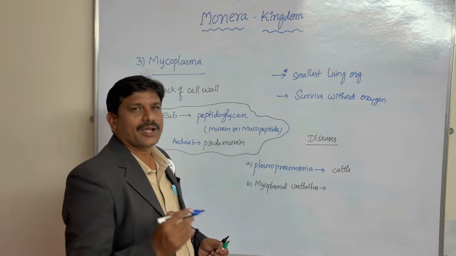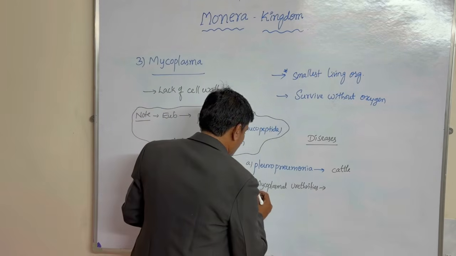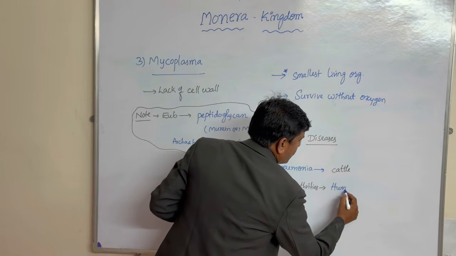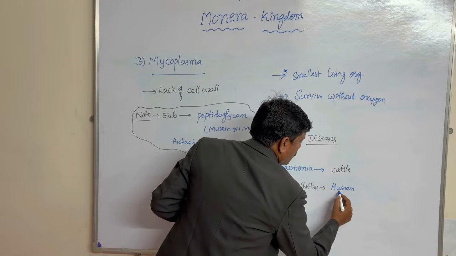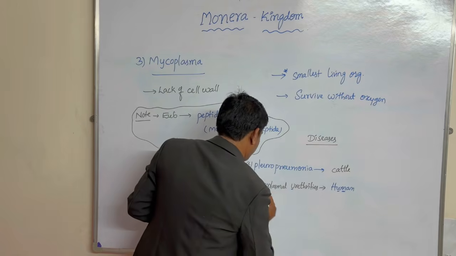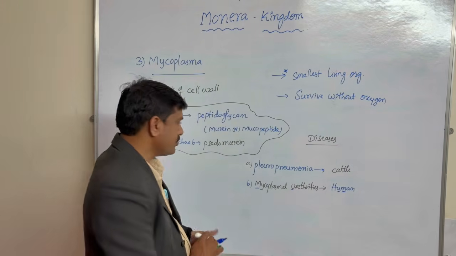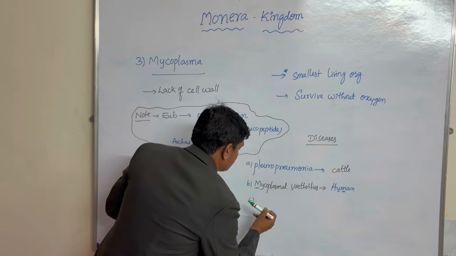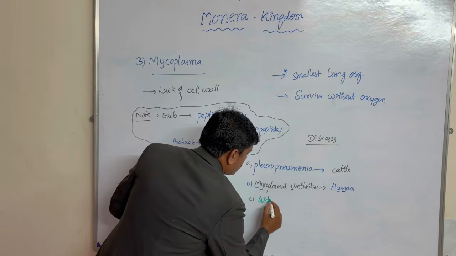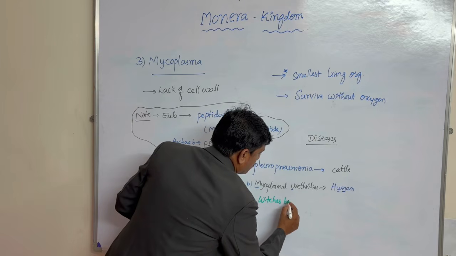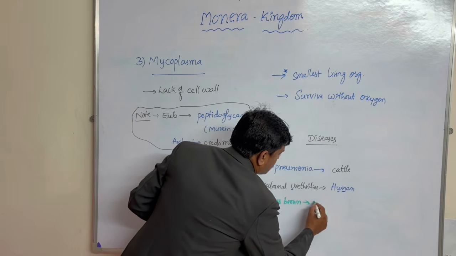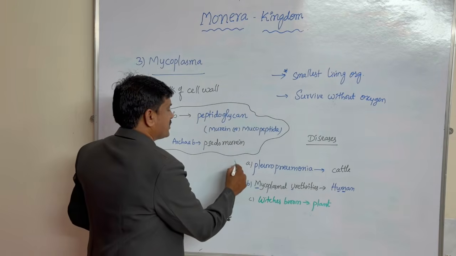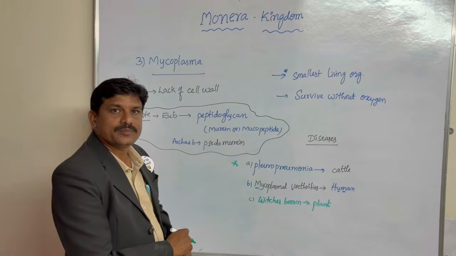To remember it simply, U is for human beings only. The urinary tract in human beings is affected. The third one is brooms, which is infected like what? Plants. These all are important diseases that you may catch out.